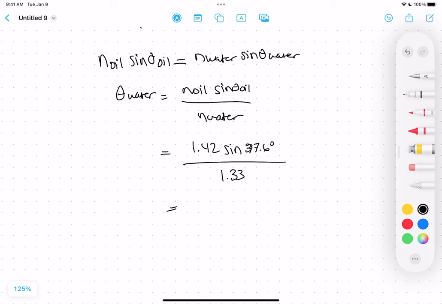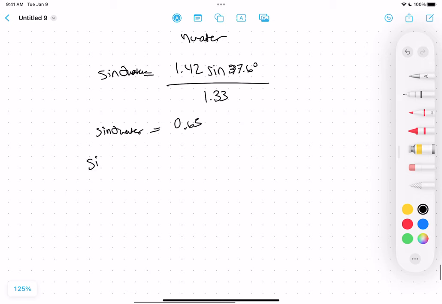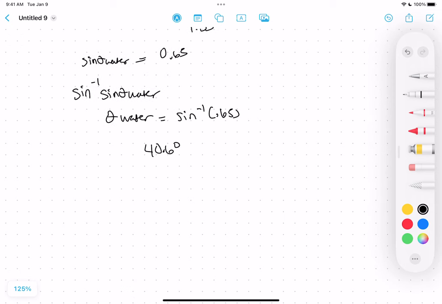And then if we do that, we should be able to get theta water, or hold up, almost forgot. This is sine theta water on both sides. So whatever we get here, we should actually take the inverse sine of it. Let me solve that out here real quick. So sine theta water is 1.42 times sine 37.6 degrees divided by 1.33. Sine theta water is equal to 0.65. So inverse sine of sine theta water gives us theta water, right? And inverse sine of 0.65, if we just take the inverse sine of that, that should give us 40.6 degrees as the refracted angle in the water. Does that make sense?